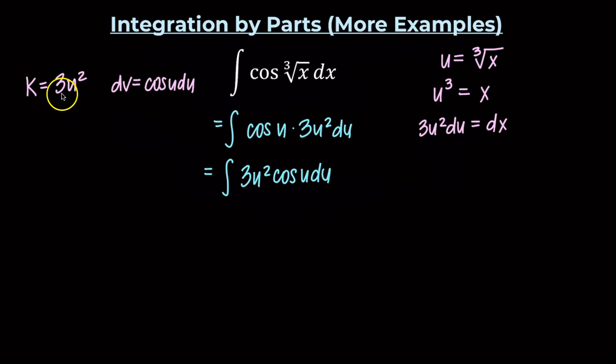And so again, the left column is the differentiate column, and we're going to differentiate in this case until I get to 0. So the derivative of 3u squared is 6u. Derivative of 6u is 6. Derivative of 6 is 0. Down the other column, I'm going to integrate. So the antiderivative of cosine u is sine u. The integral of sine u is negative cosine u. And the integral of negative cosine u is negative sine u.